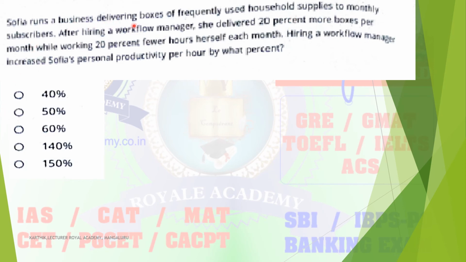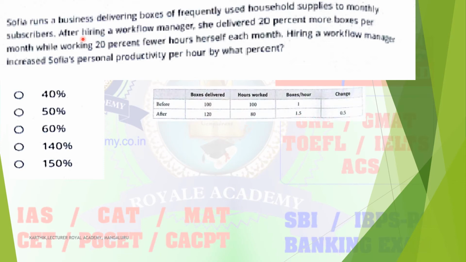Sophia runs a business delivering boxes of frequently used household supplies to monthly subscribers. After hiring a workflow manager, she delivers 20% more boxes per month while working 20% fewer hours. So how to find out? It is a percentage problem and the values are not given, so you should take 100. So boxes delivered is 100, and hours required is also 100. So boxes per hour is 100 divided by 100, that is nothing but 1.